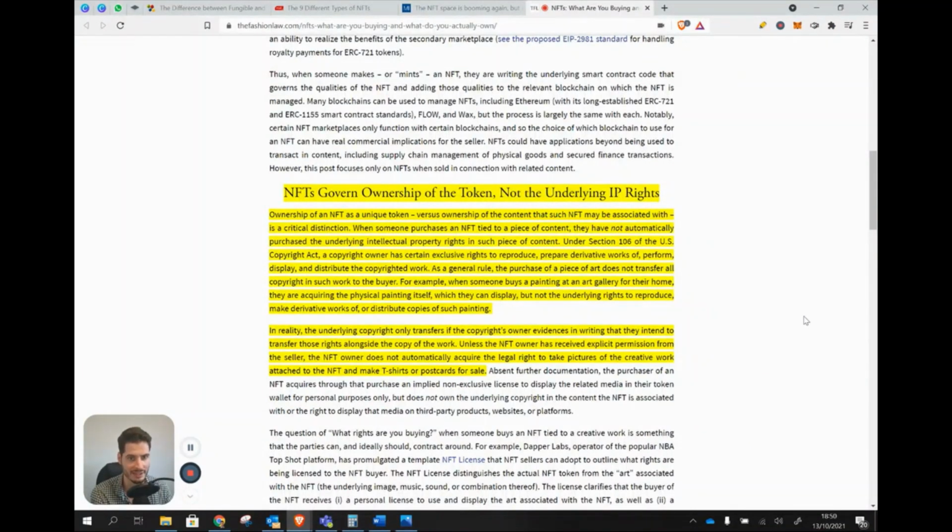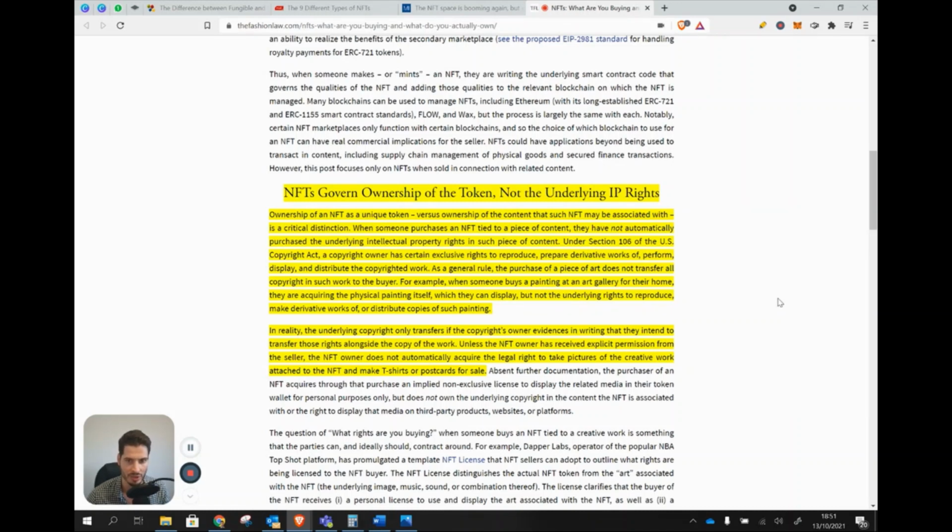So last but not least, it's important what rights you have if you buy an NFT. NFTs govern ownership of the token, not the underlying IP rights. Ownership of an NFT as a unique token versus ownership of the content that such NFT may be associated with is a critical distinction. When someone purchases an NFT tied to a piece of content, they have not automatically purchased the underlying intellectual property rights in such a piece of content. Under Section 106 of the US Copyright Act, a copyright owner has certain exclusive rights to reproduce, prepare derivative works of, perform, display, and distribute the copyrighted work.